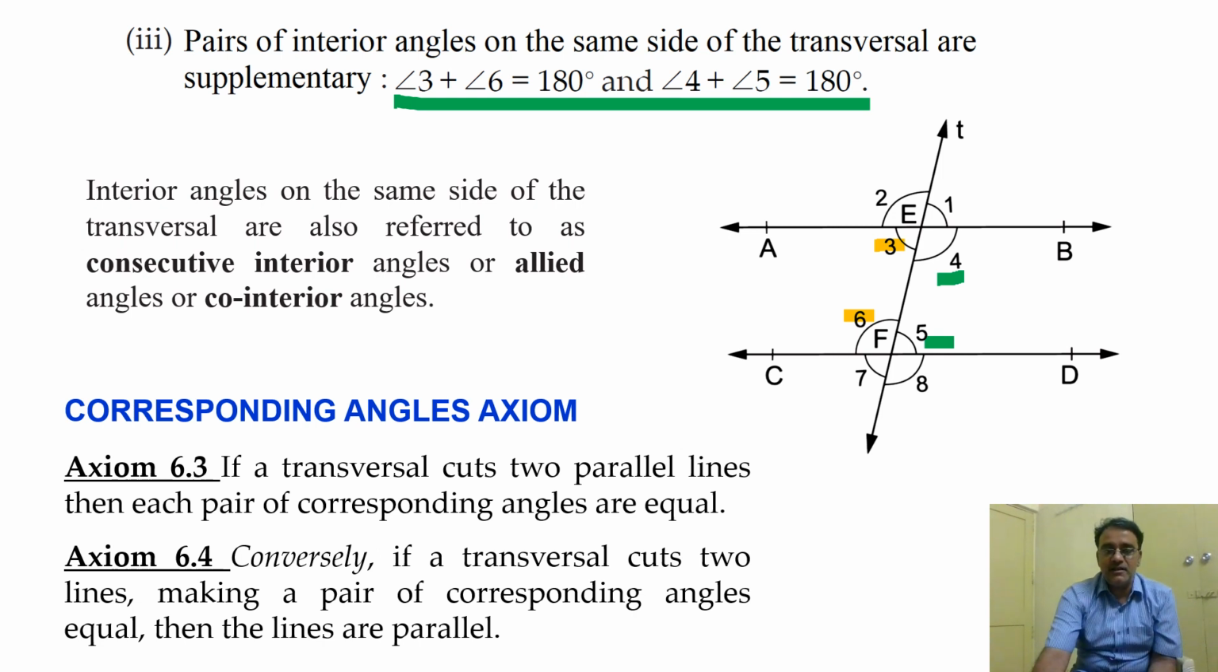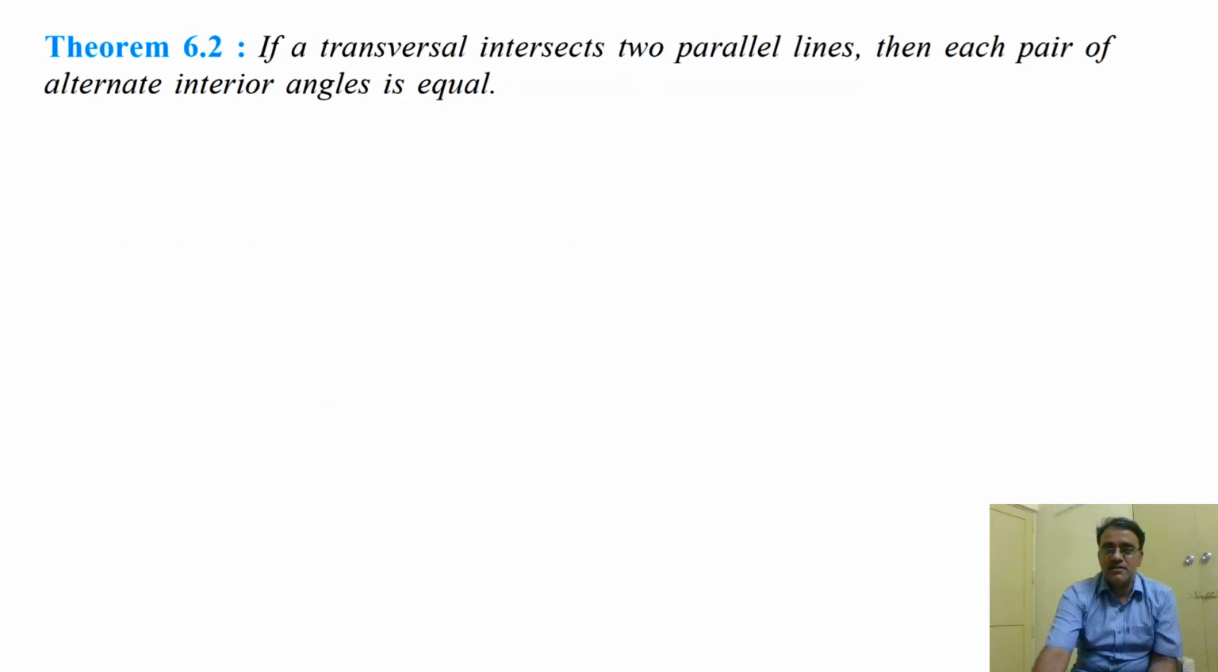So सबसे पहले theorem 6.2 देख लेते हैं. 6.1 ऑलरेडी हम लोग कर चुके थे, वर्टिकली ऑपोजिट एंगल्स वाला था. If a transversal intersects two parallel lines, then each pair of alternate interior angles is equal. नाउ मैंने पहले भी बताया था कि थ्योरम को प्रूफ करने के लिए कुछ पार्ट्स होते हैं.